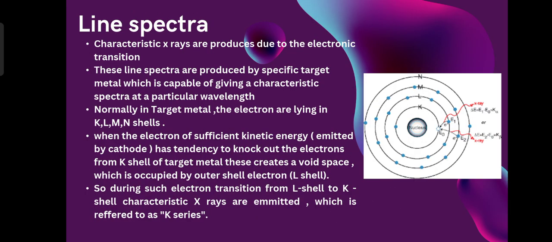Next is line spectra. These line spectra are also called characteristic spectra. Why so? Because these target metals, or the anodes, are coated with specific target metals, such as most probably molybdenum, and because of the use of molybdenum, it produces a characteristic spectra. At a specific wavelength, it will produce a spectra, not a wide range, unlike a continuous spectra.